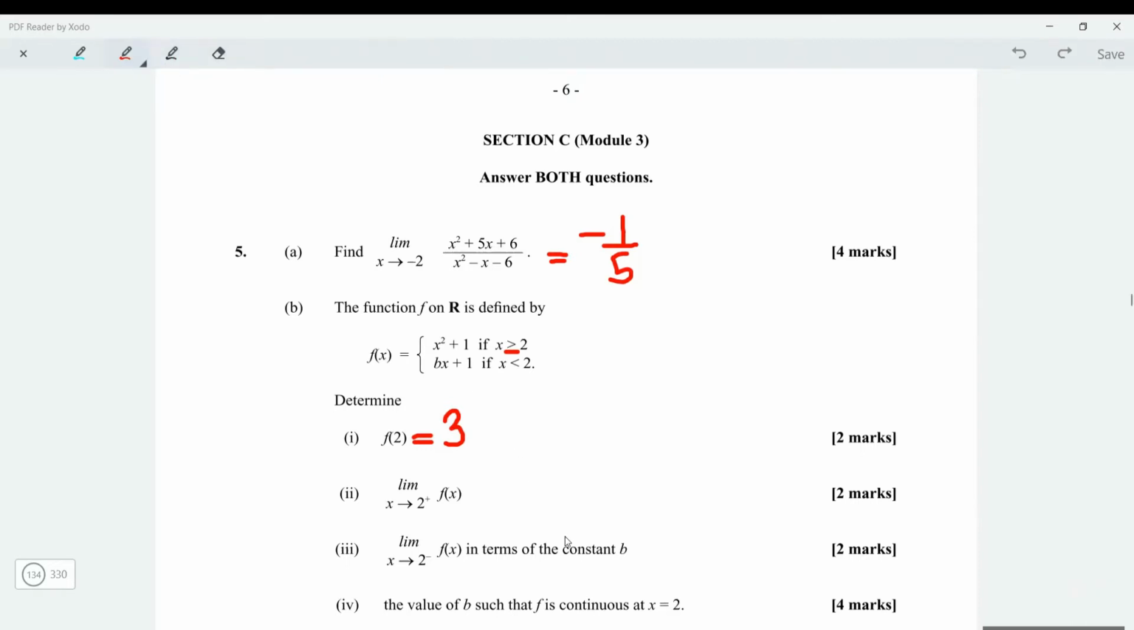Now, the next part is we need to find the limit as x approaches 2 from the right-hand side. That is when x is bigger than or equal to 2. So we plug in 2 again in this side, and that's going to also give us 3.